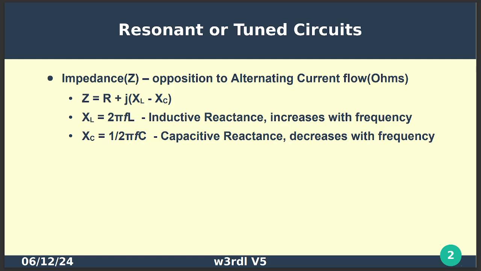So Z is equal to R plus J times the difference between X sub L and X sub C. And there are some other formulas there. X sub L is equal to 2 pi F L, and X sub C is equal to 1 over 2 pi F C. So remember that L is just a straight formula, and when you're calculating X sub C, it is going to be 1 over the capacitance term.